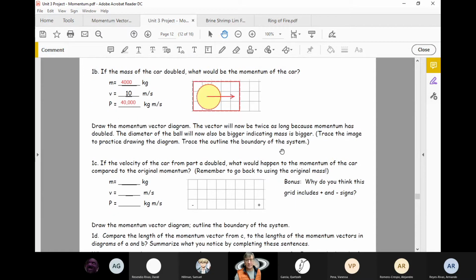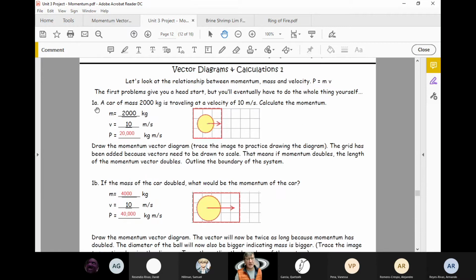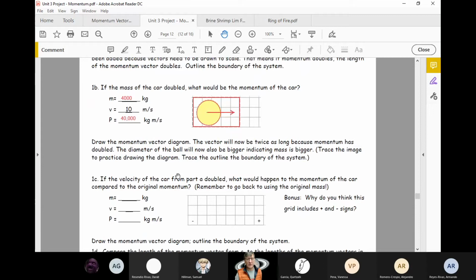1C. If the velocity of the car from part A doubled, so we're going to go back to part A, we're going to double its velocity. If the velocity of the car from part A doubled, what would happen to the momentum of the car compared to the original momentum? Remember to go back to using the original mass. We're only going to change the velocity now.